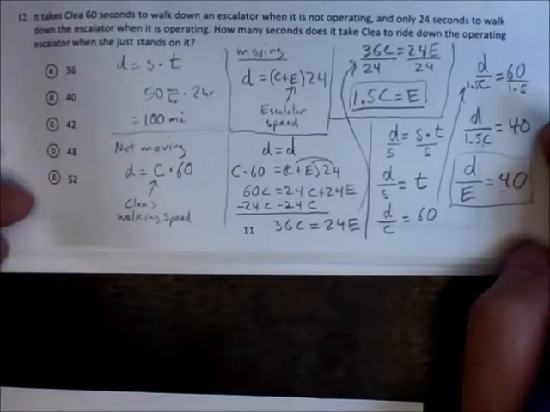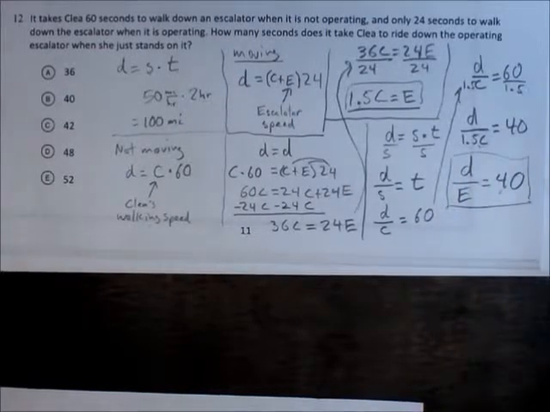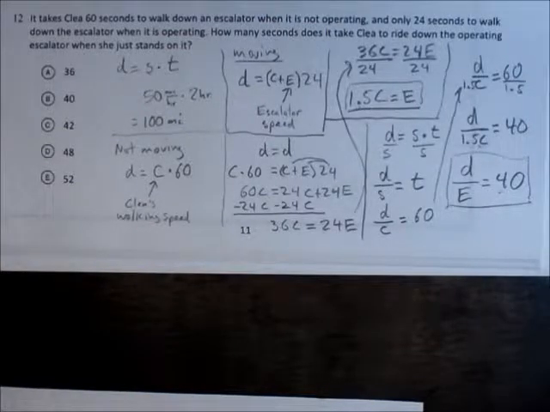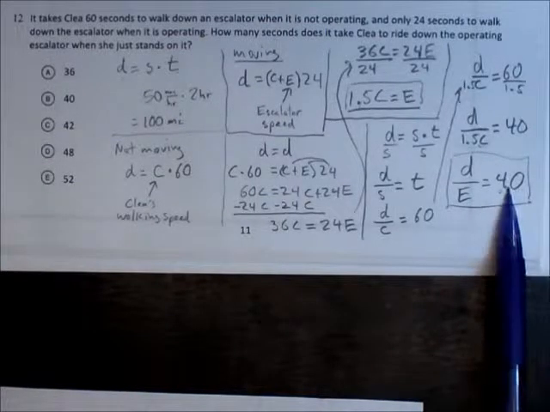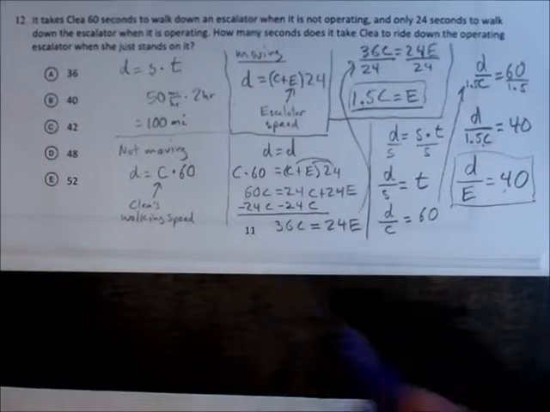Notice that we were able to do all this without ever knowing D, and we never really even knew C or E. We just were able to find the relationship between C and E, and therefore, knowing those times, we could find that final time. So, 40 seconds.